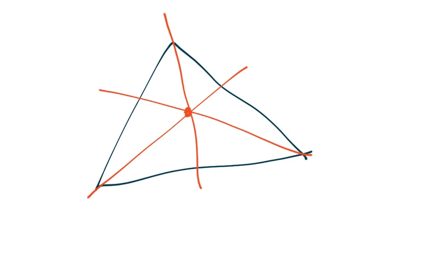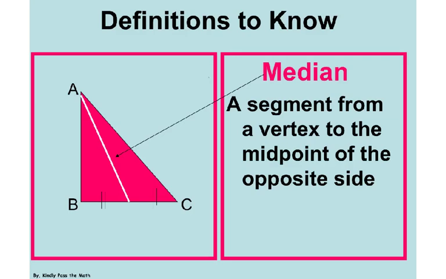For example, if I drew medians, and a median is when you come from one vertex and you come to the opposite side and you cut that in half. So it's like a bisector of the opposite side. So let's read a definition. It says a segment from a vertex to the midpoint of the opposite side. So medians always cut the opposite side in 2 equal parts.